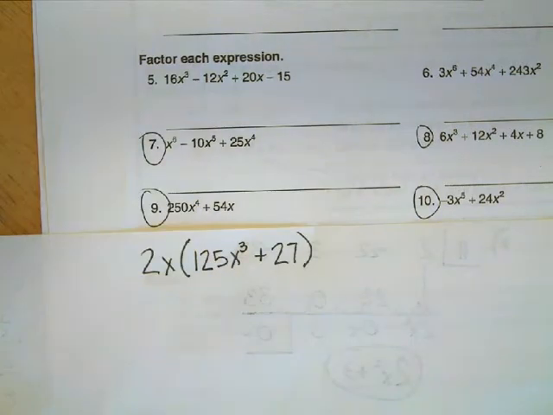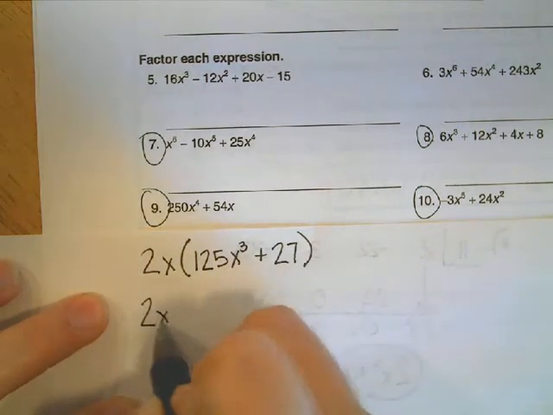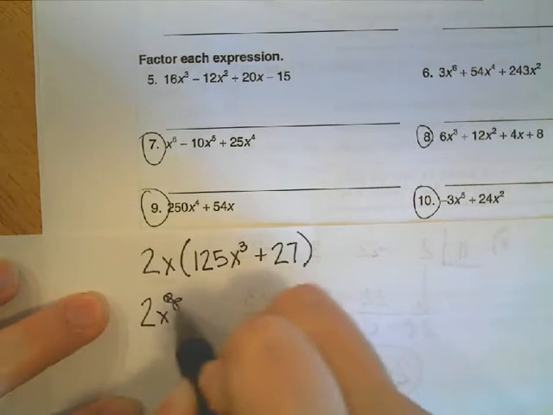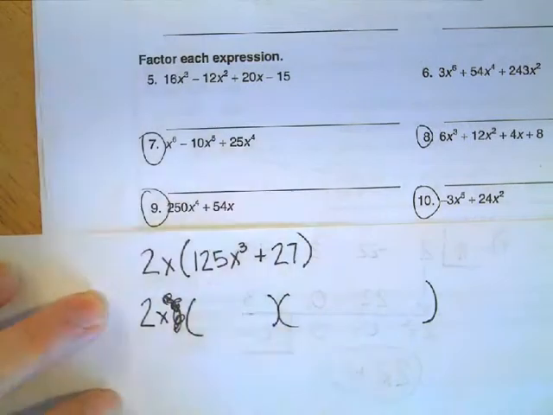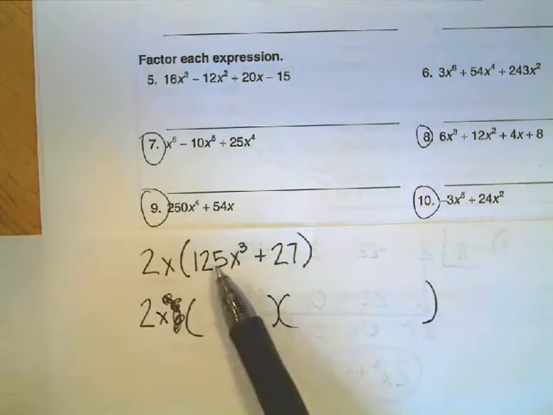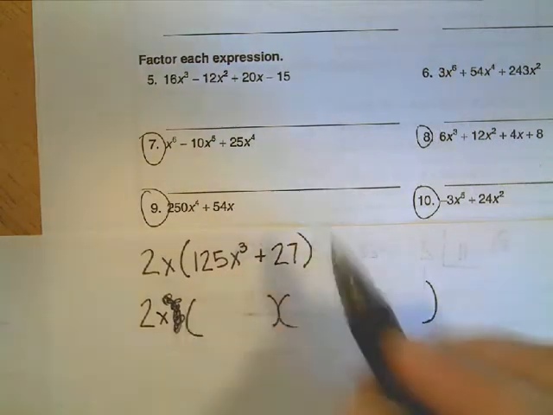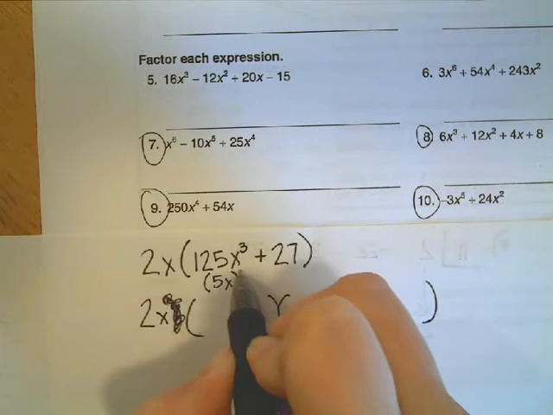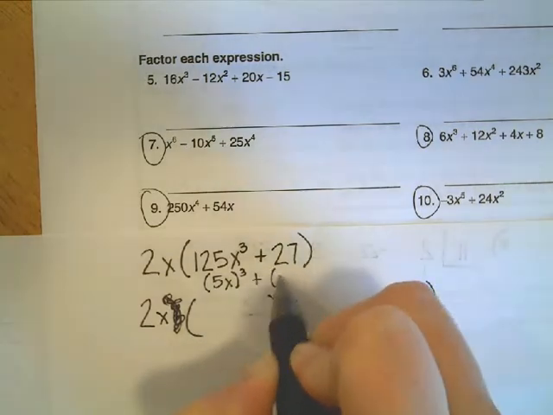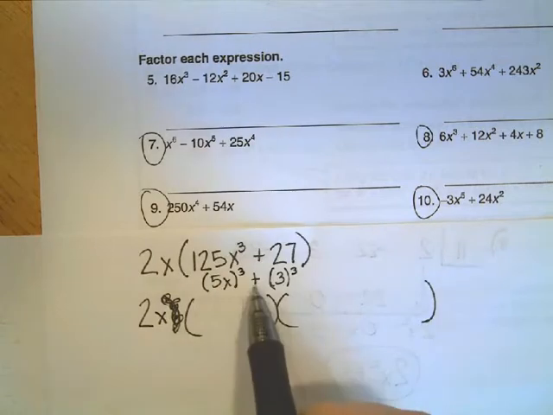250x to the 4th divided by 2x gives me 125x cubed. And 54x divided by 2x gives me 27. At this point, I'm hoping that you recognize that this is the sum of 2 cubes. 125x cubed is 5x quantity cubed, and 27 is 3 cubed. So I'm going to look at my rules for the sum of 2 cubes. I'm going to keep my 2x here.